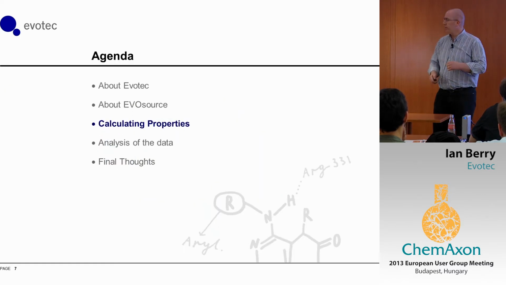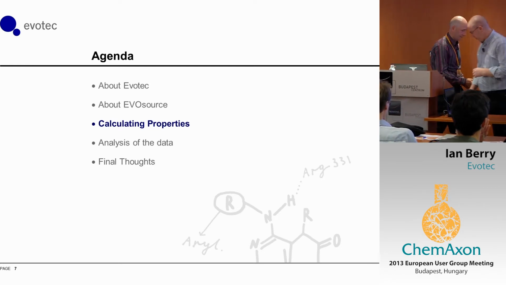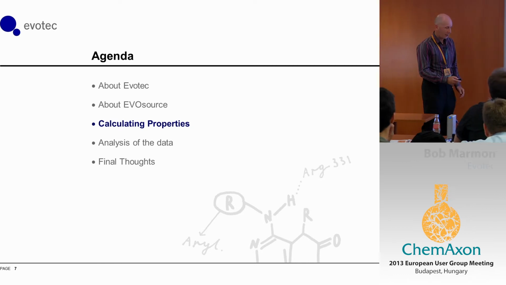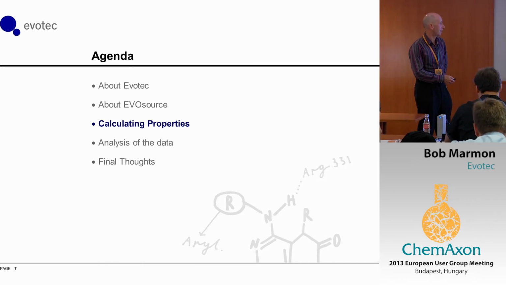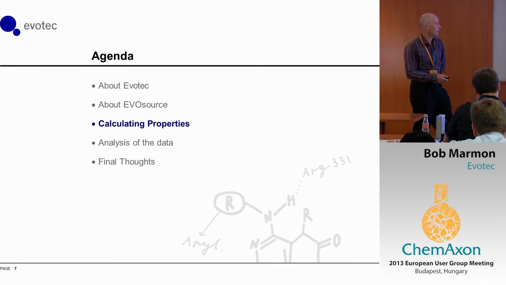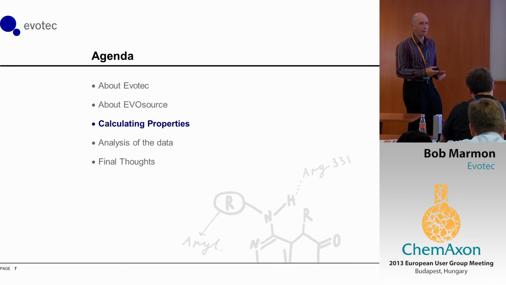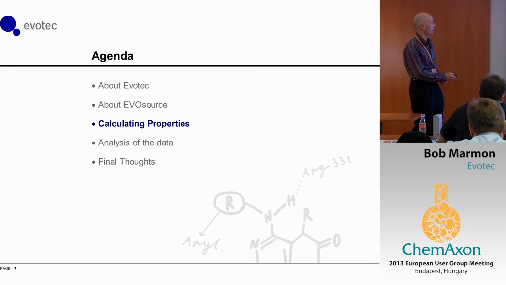So now I'm going to hand over to Bob, who's going to talk about how we did some calculations on the data. Okay, so I'd just like to show you how we added value to the EvoSource database by calculating properties on the compounds in there and then adding 2 metrics into the database, and that makes it easy for chemists and computational chemists to pre-screen the compounds and decide which ones are going to be suitable for putting into virtual screens.